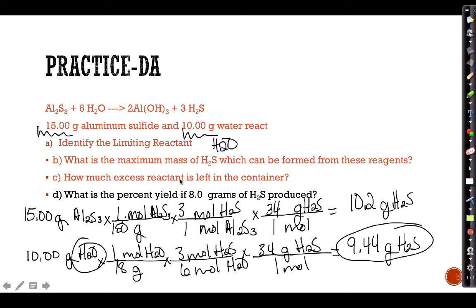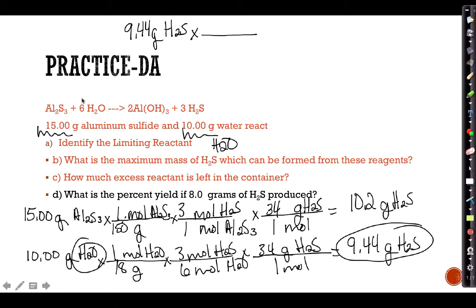All right, so now how much excess reactant is left in the container? Well, I need to figure out how much of the excess reactant I used in this reaction. So the limiting reactant should be used up, so I should use up my water, but I'm going to have some Al2S3 left over. So I need to figure out how much of the aluminum sulfide I used. What I'm going to do is go from my 9.44 grams of H2S and figure out how much I used of the Al2S3 to get to this amount.